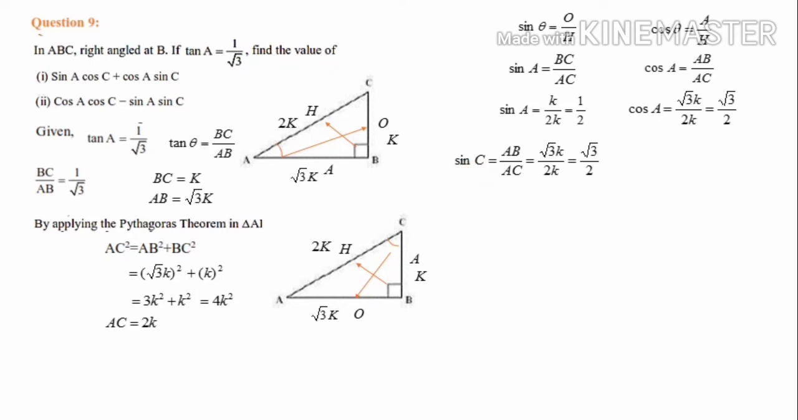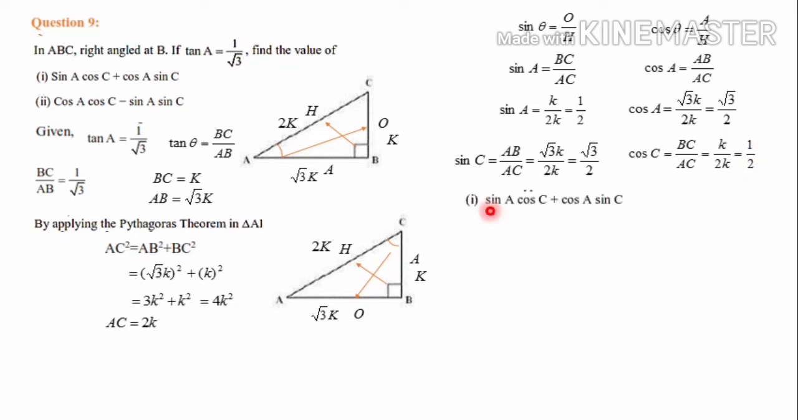Then again sine C we have to calculate, because sine C here we mentioned. So sine C is equal to O divided by H. O is AB, H is AC. So AB by AC. So length of AB is root 3K, length of AC is 2K. Here K cancelled. Finally we have got the answer as root 3 by 2. Next is cos C. The cos formula is A divided by H. So A is BC divided by H is AC. So BC by AC is written. Length of BC is K and length of AC is 2K. K cancelled. Finally we have got the answer as 1 divided by 2.